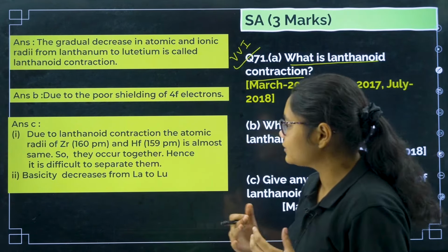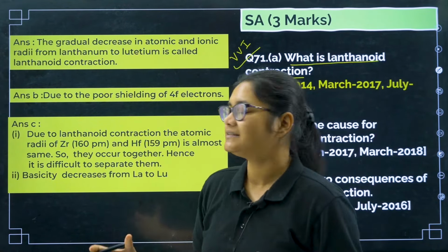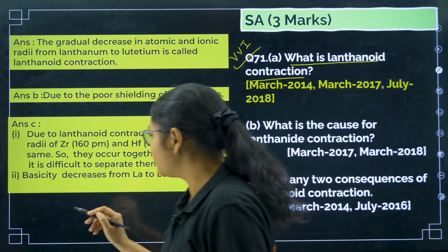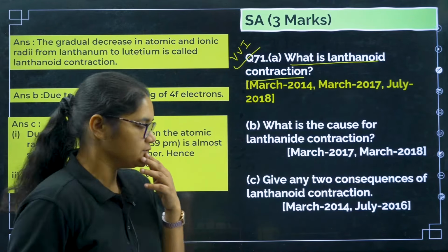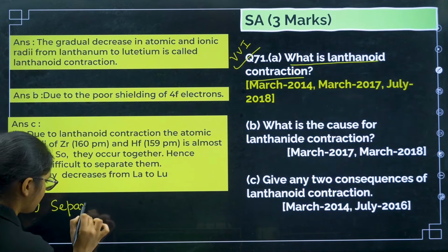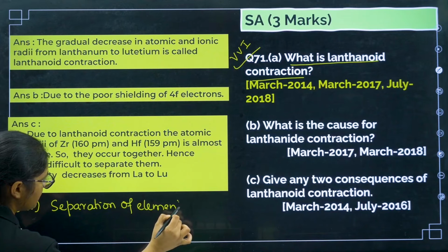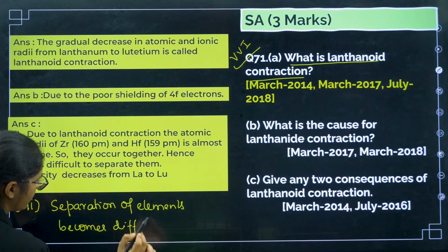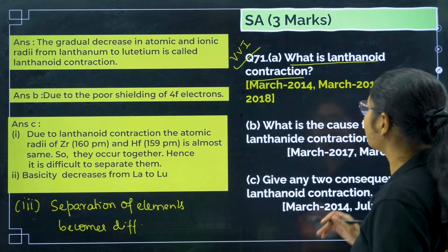Any two consequences, or you can remember: size of zirconium and hafnium is equal, basicity decreases along the period, and one more consequence I'll tell you, so that if it comes as a 3-marker question you can write down directly: separation of elements becomes difficult. So 3 points. If a 3-marker question comes directly on consequences, then you can write down this answer.